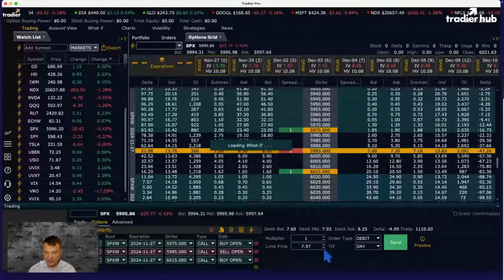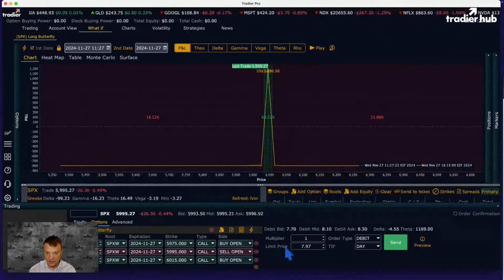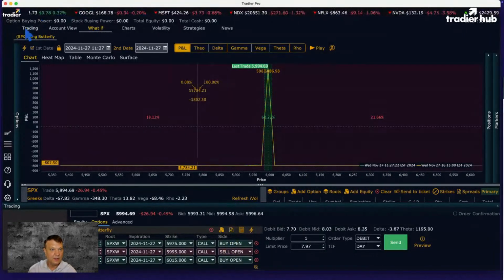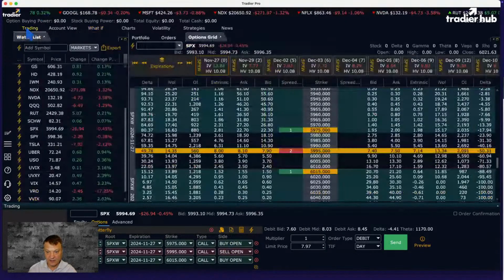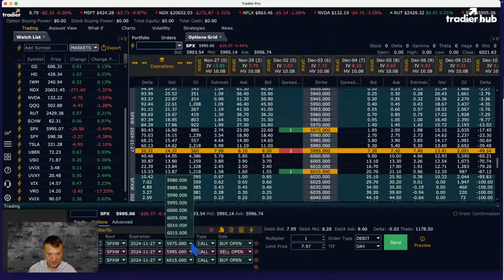I don't personally think I want to spend that much on this speculative trade. A 5 lot would be fairly expensive. I guess you could do less of them. Let's go back and let's adjust. Let's look at 15 points.